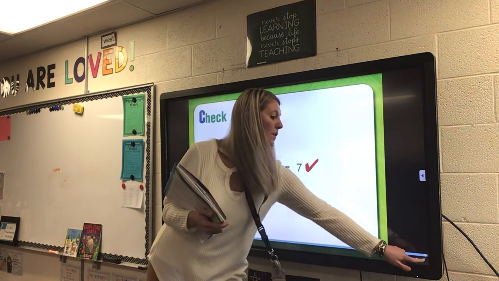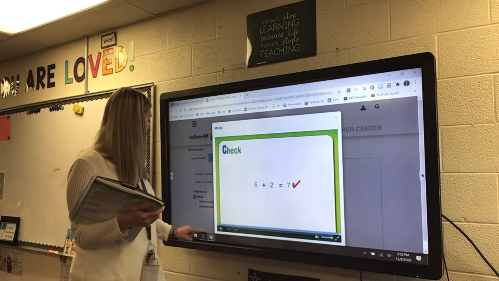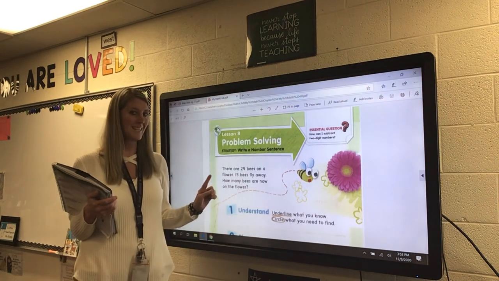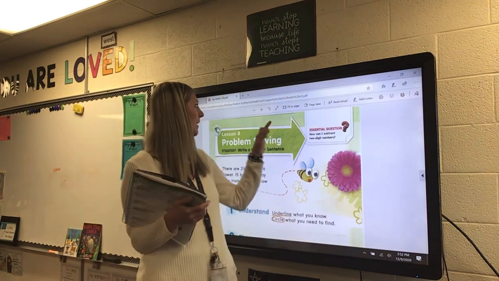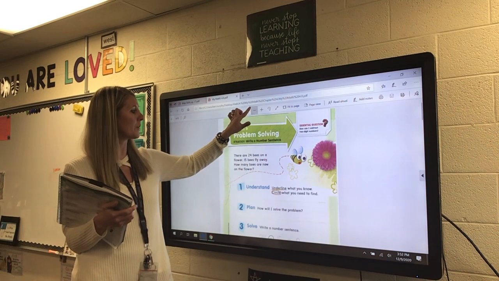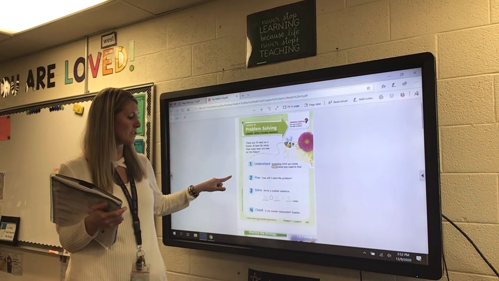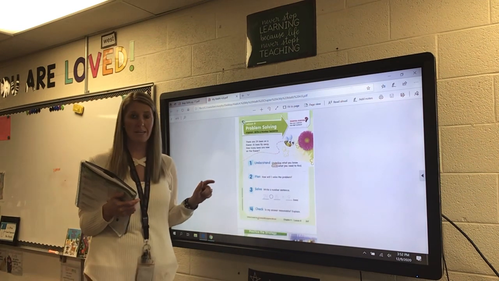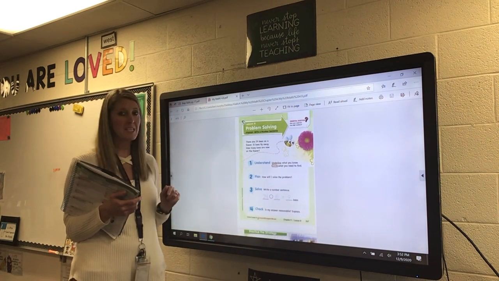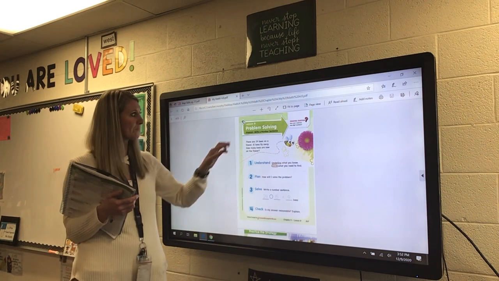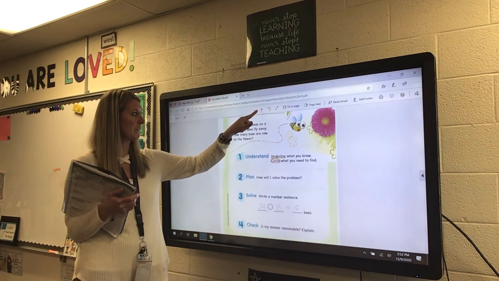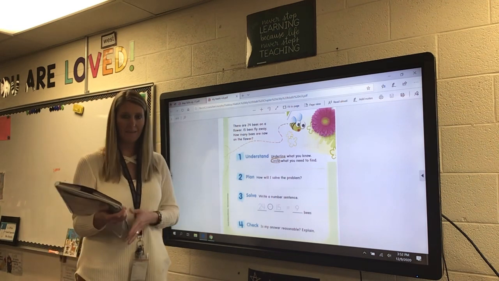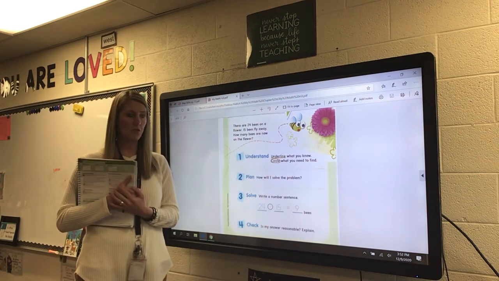Okay, so I would like you to get out your math worksheet. It is lesson 8. It looks like this with a little bee on a flower, and it is page 267. Find this behind your Thursday's work. And once you get it, please put your name at the top. Pause the video if you need to. And we're going to practice this first problem-solving strategy.